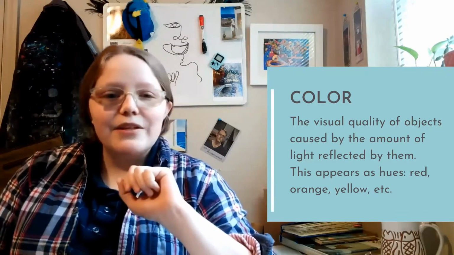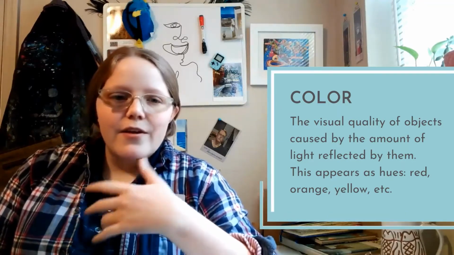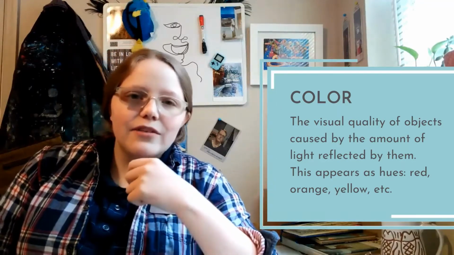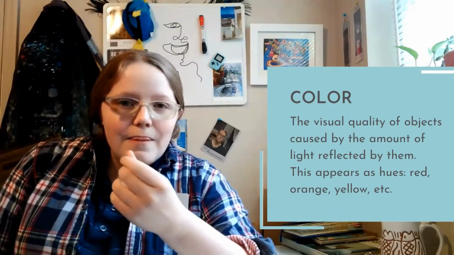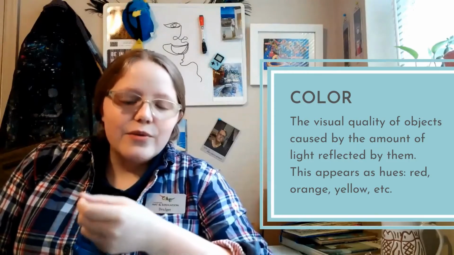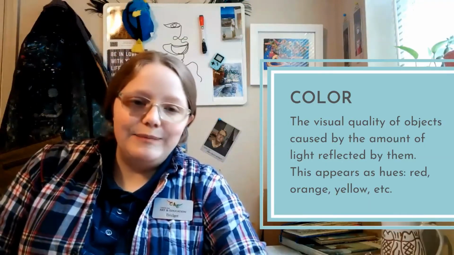Now, color can be defined as the visual quality of objects caused by the amount of light that reflects from them. For example, hues such as red, orange, and yellow are all examples of color. Let's get into the project, shall we?